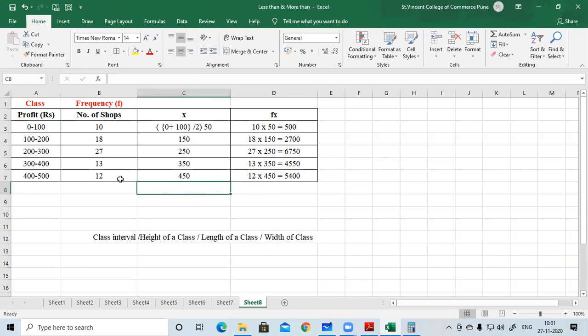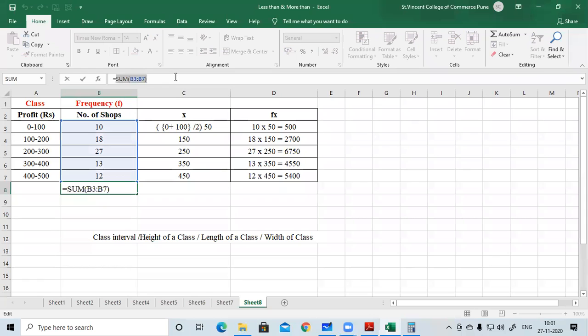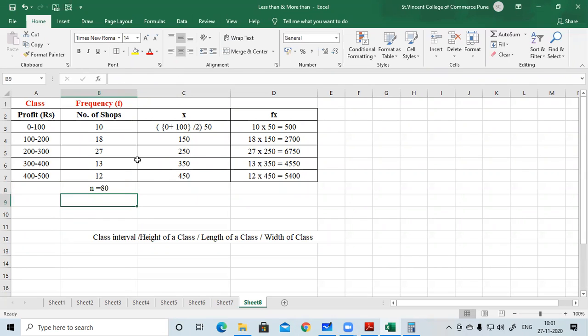So now, first thing, what does N stand for? N is the total of this column. So N is equal to the total of the frequency column, 80. What is the meaning of N? Number of observations. Number of observations in this case is the number of shops. How many shops? 80 shops.